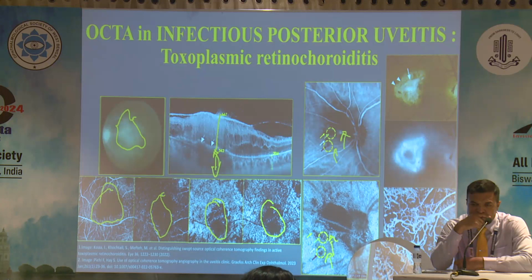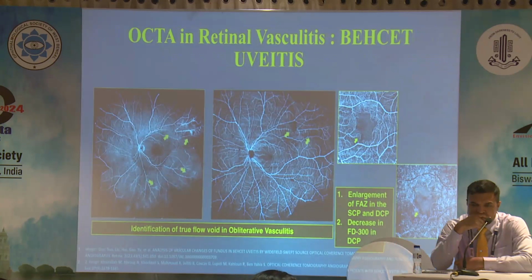You look at a patient who has a toxoplasmic scar, you see a leak, is it active or not? Do an OCT angio and you will see an abnormal bunch of vessels that can help you identify that this is an abnormal vessel that has leaked on FA.